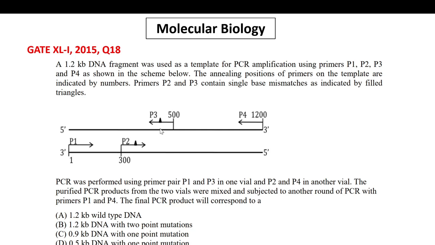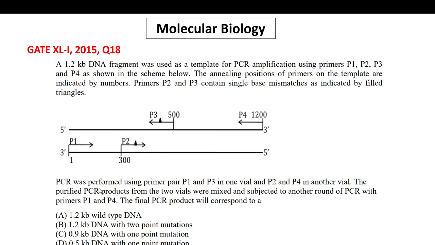if there is a C present in this template DNA, here should be a G. So instead of the G, here it is an A or T. Means there is a mismatch present, a single base nucleotide mismatch has occurred. That is being indicated by this triangle, for both P3 and P2.